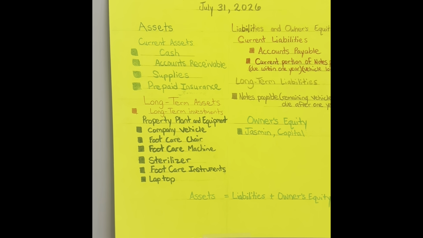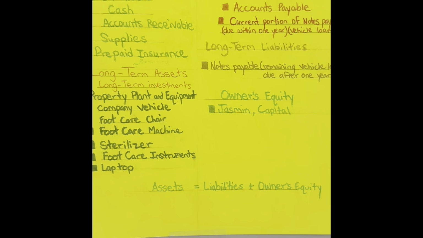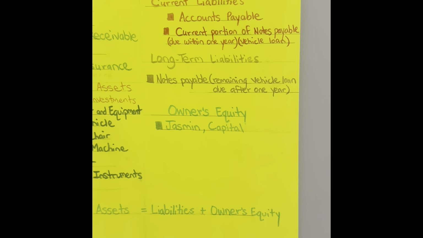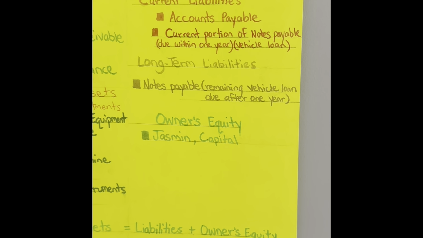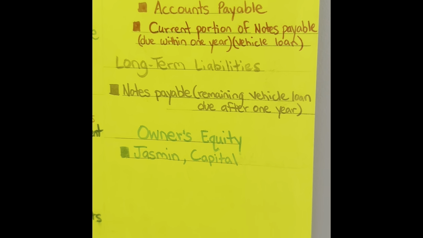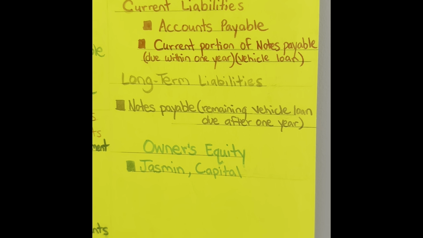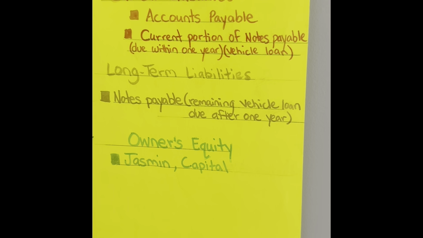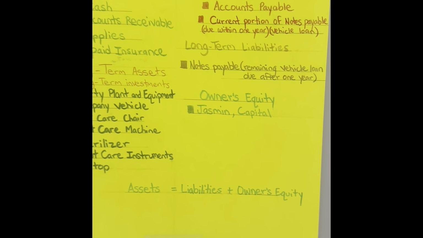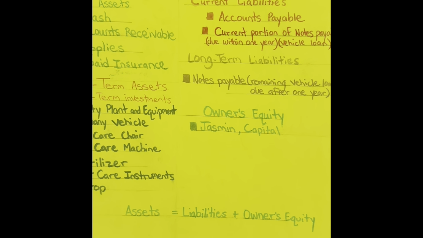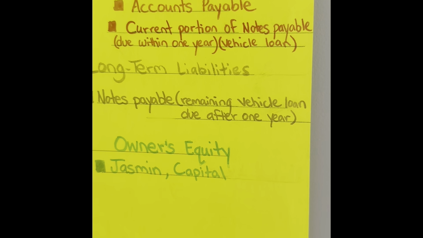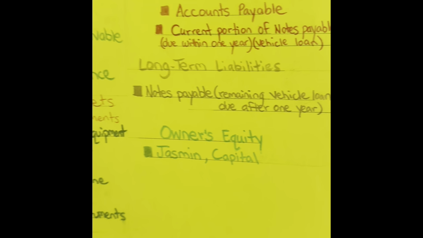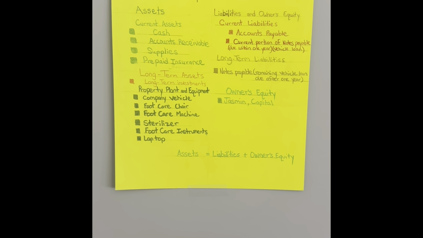These are debts that my business must pay within 1 year. The first is accounts payable. And that is the current portion of notes payable with my vehicle loan, because it is due within 1 year. And then when we move on to long-term liabilities, notes payable, the remaining loan on my vehicle due after 1 year. And that's how we categorize that.